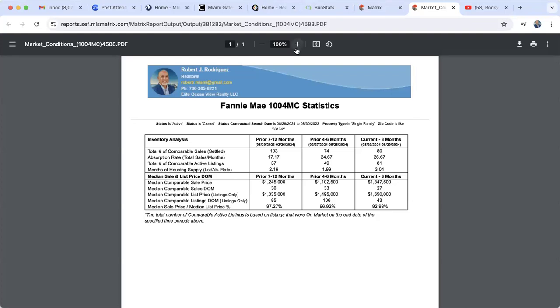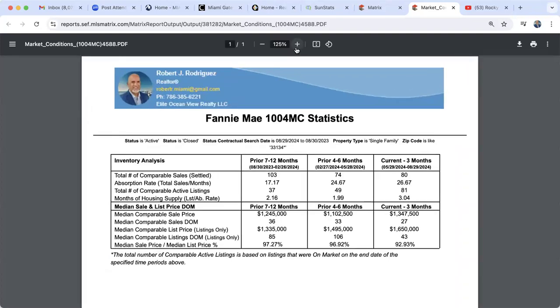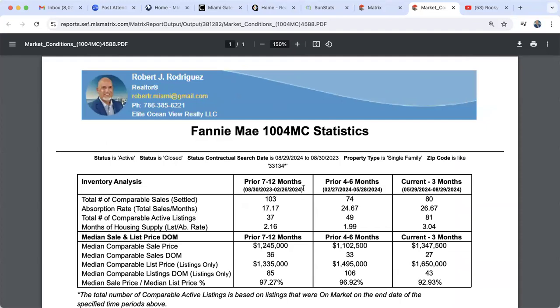Those of you that are new and you've never seen this type of report, let's go ahead and understand it. You have 3 columns. The first column is going to study 6 months. The middle column is going to study the next 3 months. And then the last column on the right-hand side studies the last quarter, so up to date.